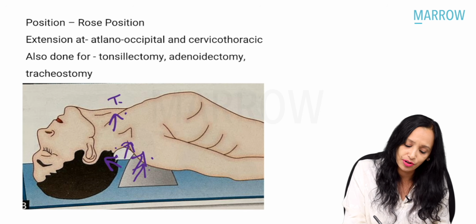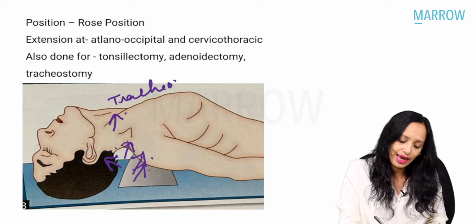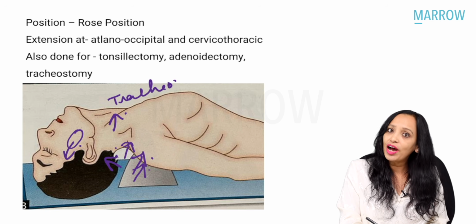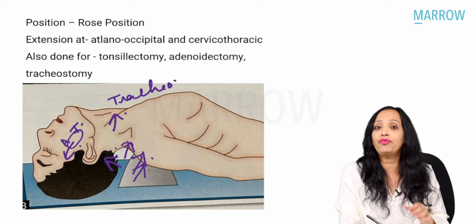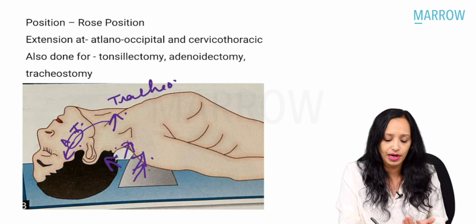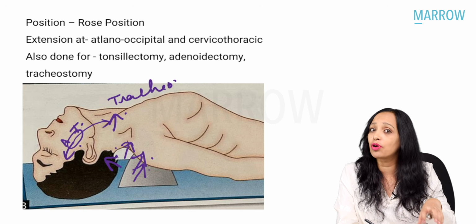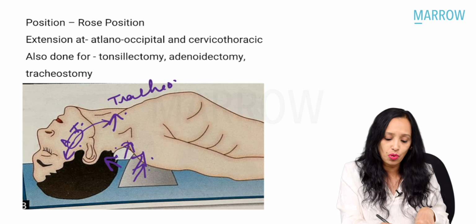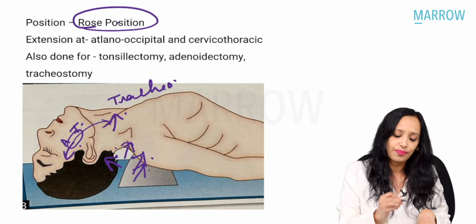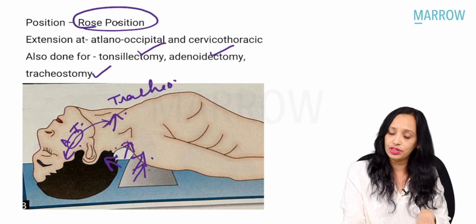So, this is done for tracheostomy, and we want this area to be down. Why? Because whenever we are doing adenoidectomy or tonsillectomy, we do not want the aspiration of the blood or the patient swallowing the blood, because bleeding is a very important complication during these surgeries. So, we do this Rose's position for tonsillectomy, adenoidectomy and tracheostomy.